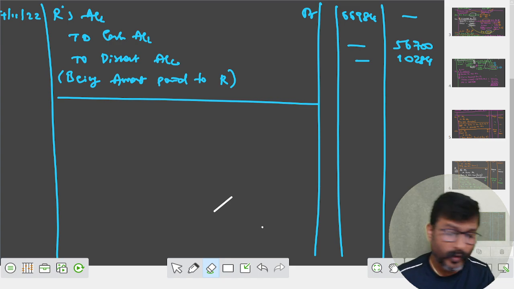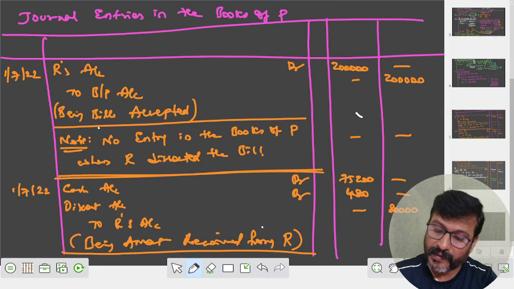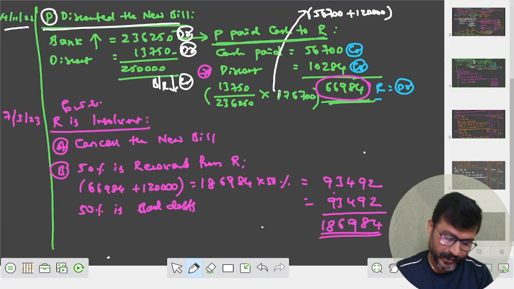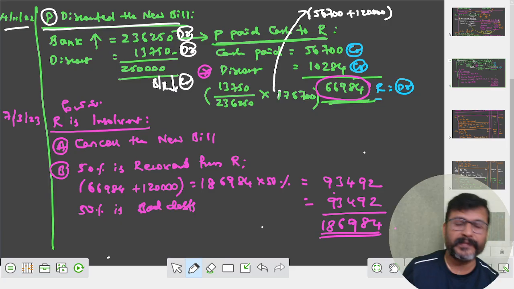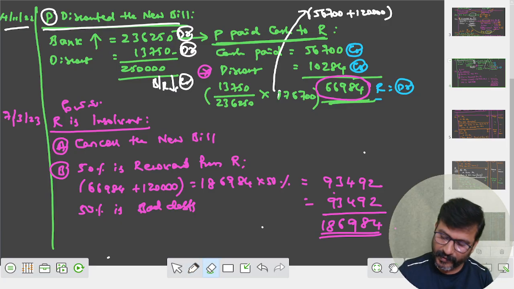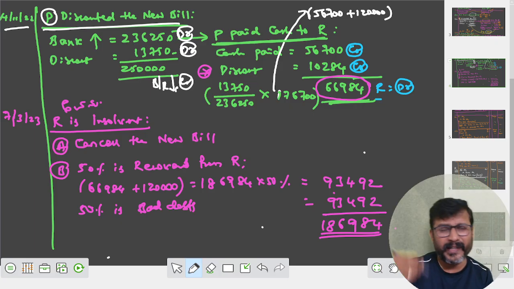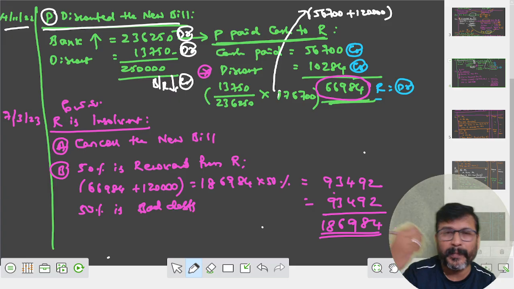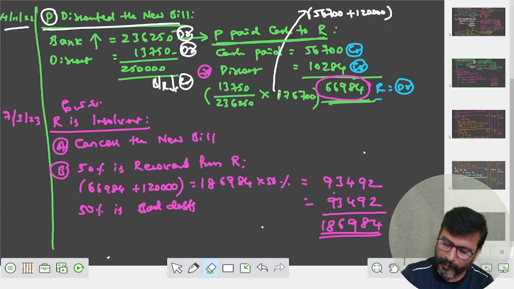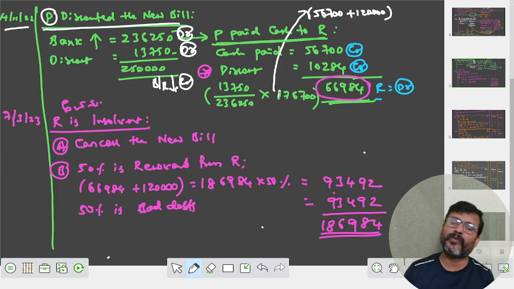Fine. What happened after this? When amount is paid to R, what happened? R is insolvent. Oh, fine. Now R has become insolvent. Who is R? R is Avanu, right? Because we are passing the entries in the books of P. But here who is insolvent? R is insolvent. When R is insolvent, what we have to do?